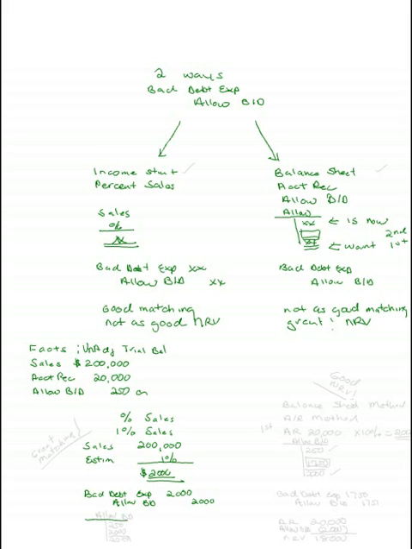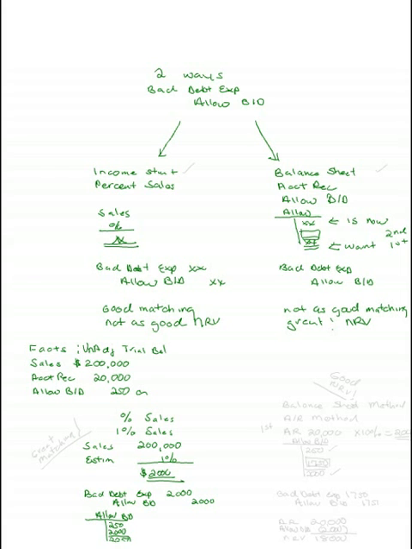If you post this to the allowance account, the allowance account per our facts had a $250 balance in it, and we just put in $2,000 more, and so it now has a $2,250 balance in it. So our allowance for bad debts.